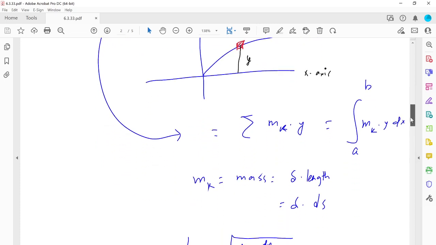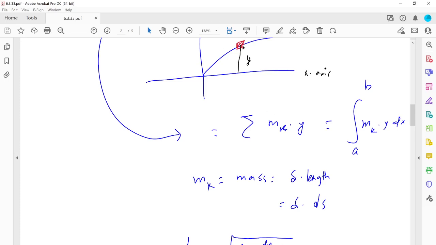Okay, so mk stands for the mass of this object. Mass can be found by multiplying the density times length. Actually, mass is density times volume, but in this case it's a wire, so the mass can be found by multiplying the density with the length of that wire.